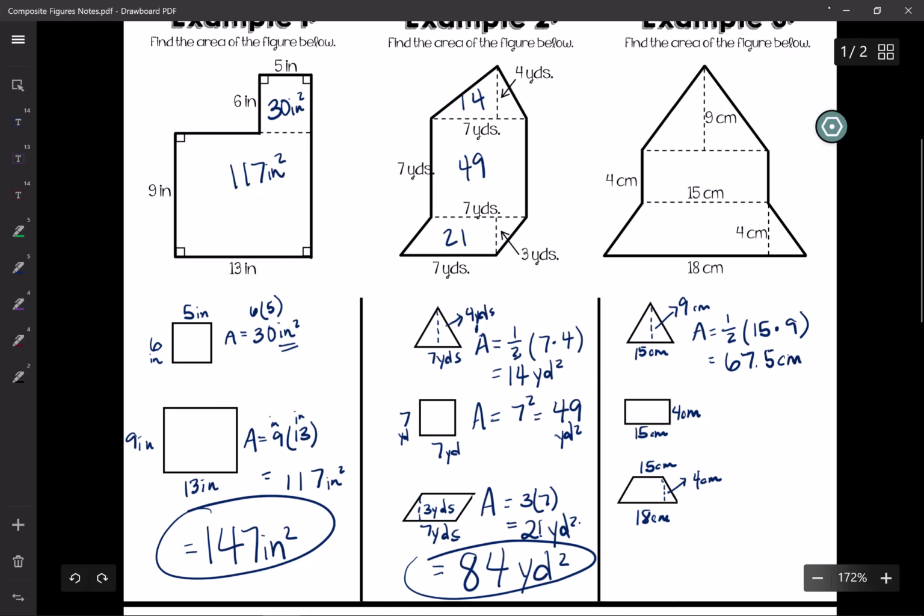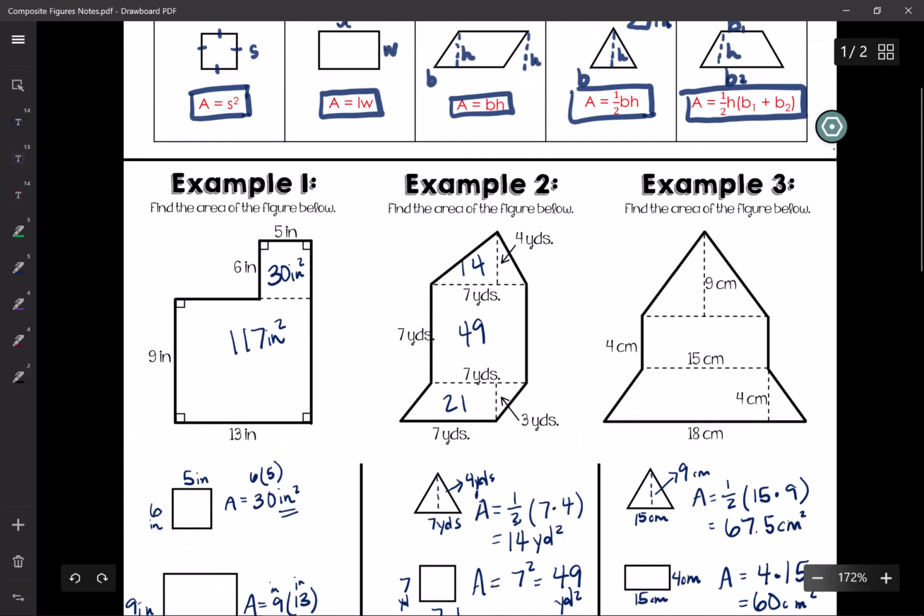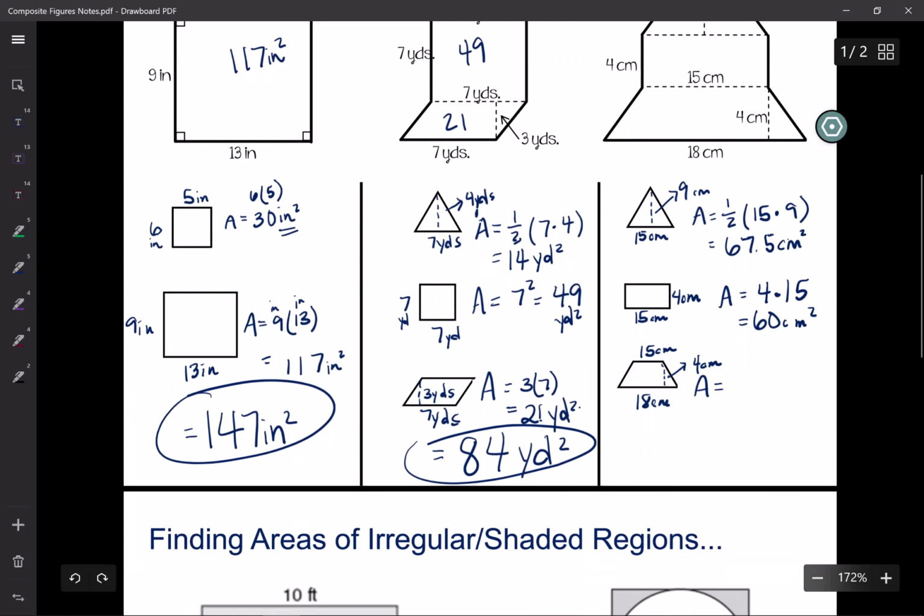So that's 67.5 centimeters squared. The area here is going to be 4 times 15. That's 60 centimeters squared. And last but not least, the area here, remember the area formula is half the height times the sum of the bases.